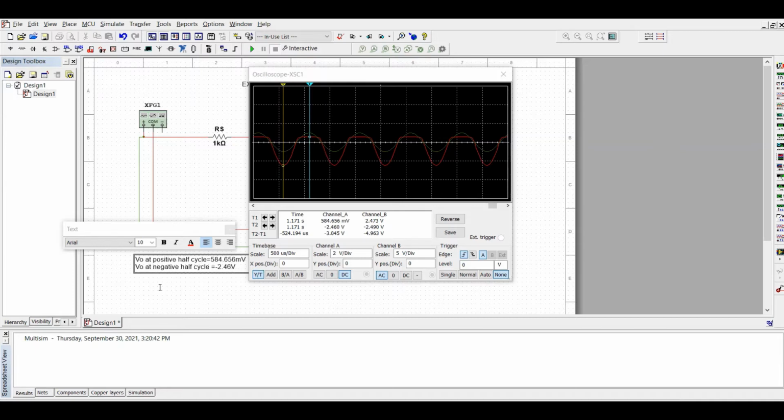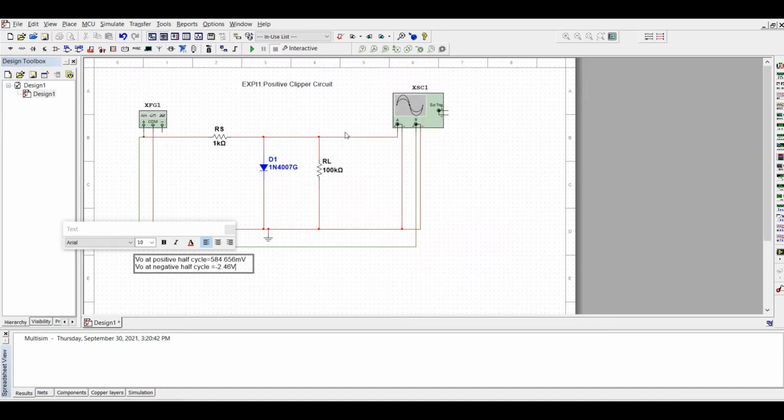So this gives you the output voltage of the clipper circuit in the positive and the negative half cycle. I hope you were able to understand how to interpret this data. Now, if I want to compare it with the theoretical value, I'll put a slash and write down the theoretical value.